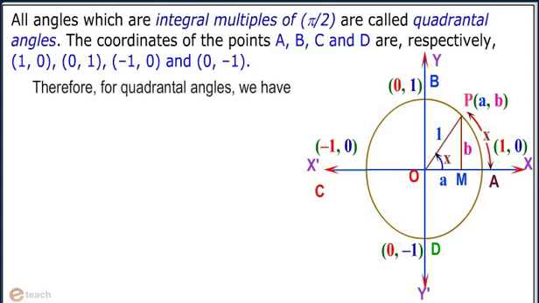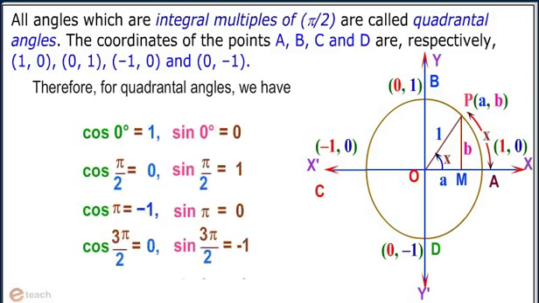Therefore, for quadrantal angles, we have cos 0 degree equals 1, sin 0 degree equals 0, cos pi by 2 equals 0, sin pi by 2 equals 1, cos pi equals -1, sin pi equals 0, cos 3 pi by 2 equals 0, sin 3 pi by 2 equals -1, cos 2 pi equals 1, sin 2 pi equals 0.